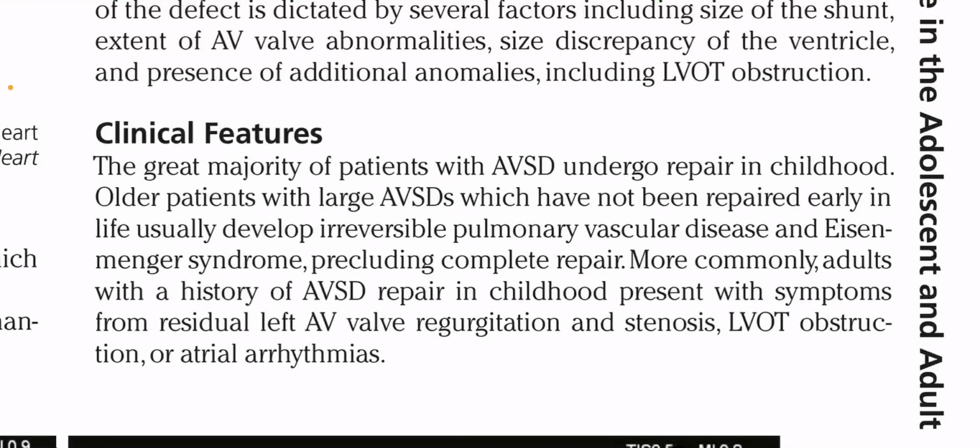Clinical features: the great majority of patients with atrioventricular septal defect undergo repair in childhood. Older patients with larger atrioventricular septal defects which have not been repaired early in life usually develop irreversible pulmonary vascular disease and Eisenmenger syndrome, precluding complete repair. More commonly, adults with a history of atrioventricular septal defect repair in childhood present with symptoms from residual left atrioventricular valve regurgitation and stenosis, LVOT obstruction, or atrial arrhythmias.